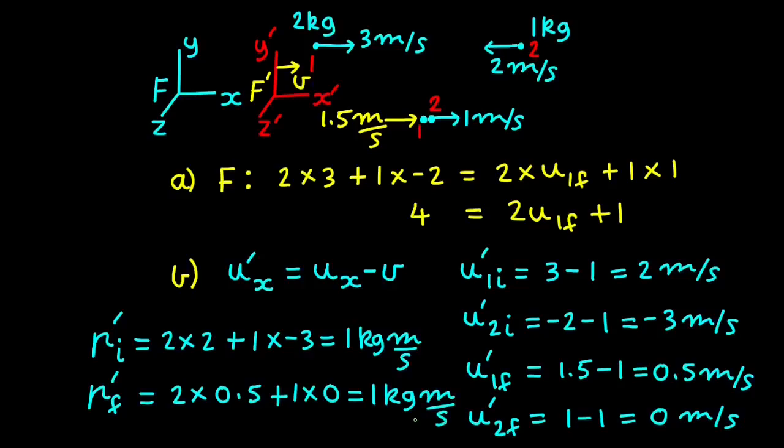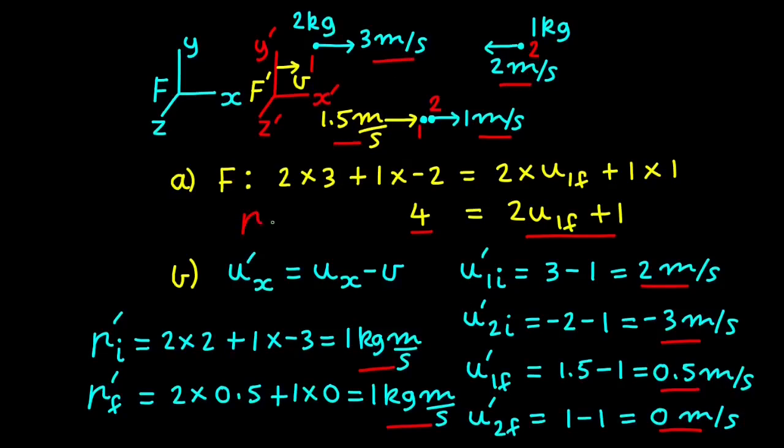So as we can see, the initial and final momentum, according to the unprimed observer, is 4 kilo meters per second, and the initial and final momenta of the primed observer are 1 kilo meter per second. So these are different, and so are the velocities of the particles according to the primed observer compared to the unprimed observer.